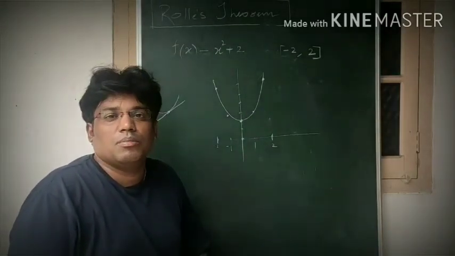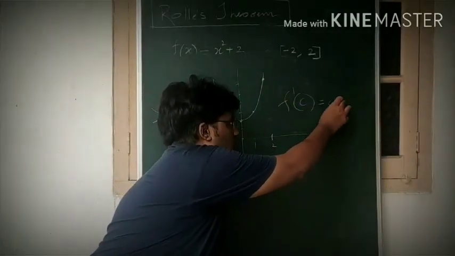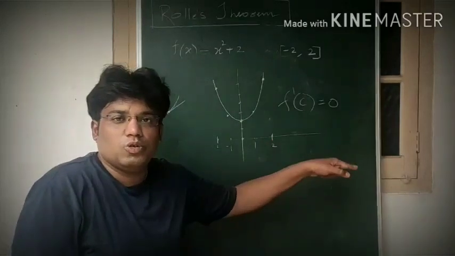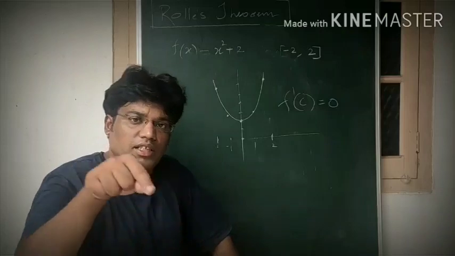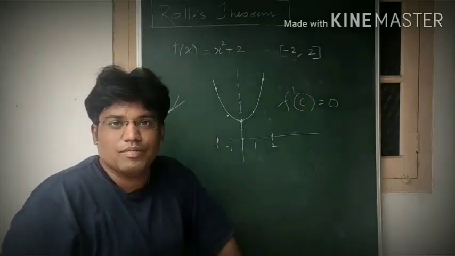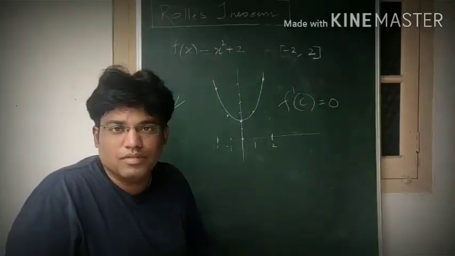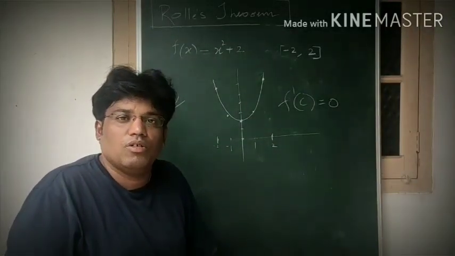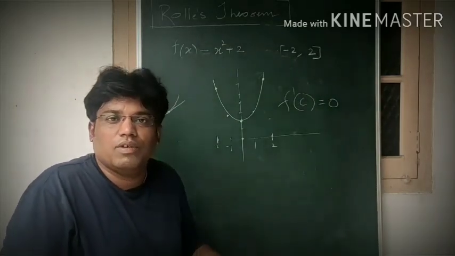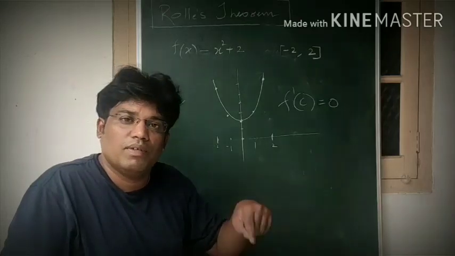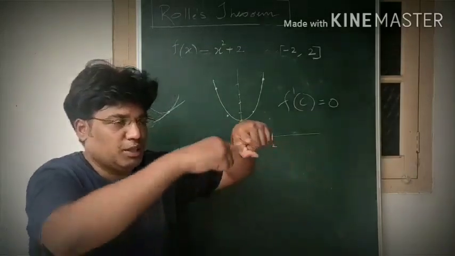Then there exists some point C such that f dash of C is equal to 0. What does that mean? f dash of C equals 0 means that at C, if you draw a tangent, the tangent must be parallel to the x axis. Any line parallel to the x axis has slope 0. f dash of C equal to 0 means the slope of the tangent drawn at the point C is 0, it is parallel to the x axis.